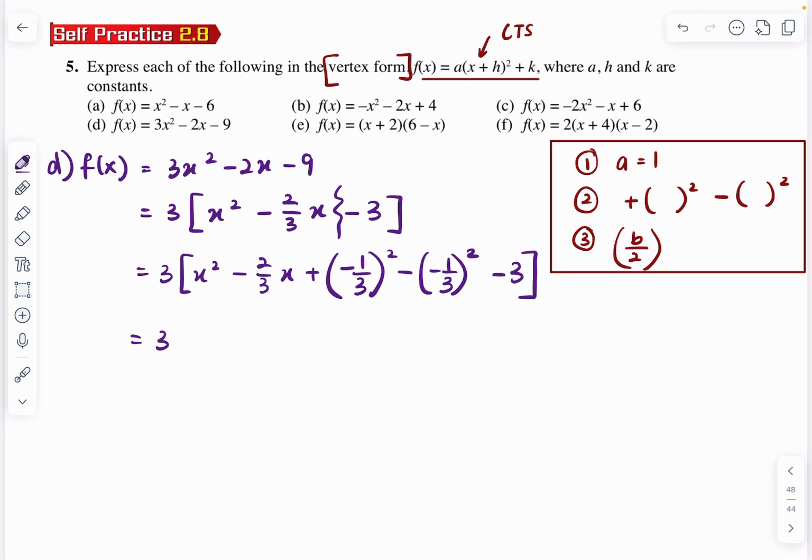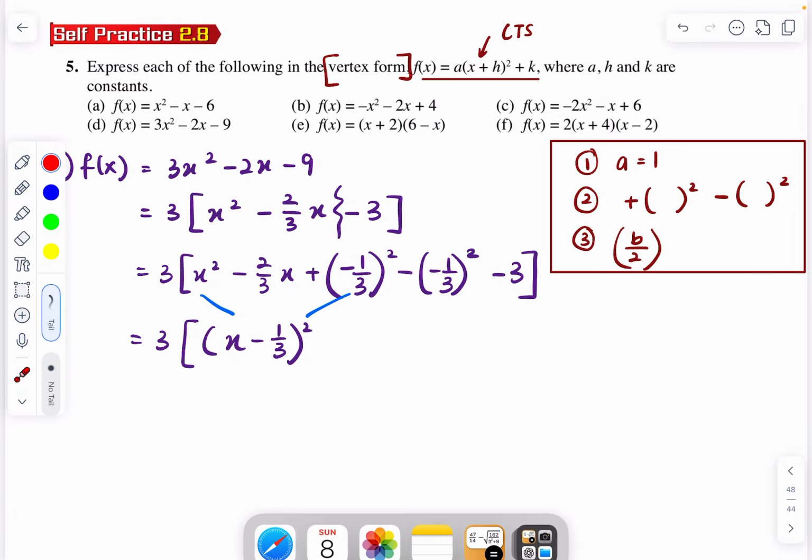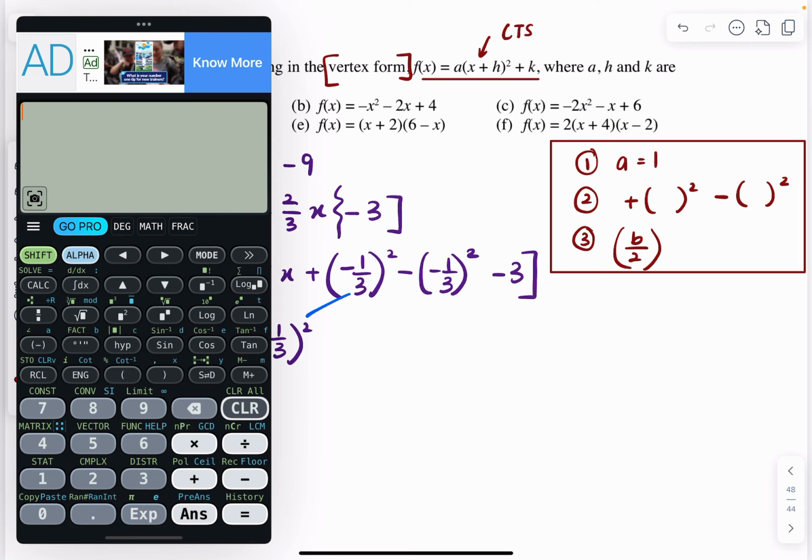And then, as usual, we have to bring these two together, making x minus 1 over 3 square. Then this whole thing put inside our calculator. Negative 1 over 3 square minus 3. Negative 28 over 9.